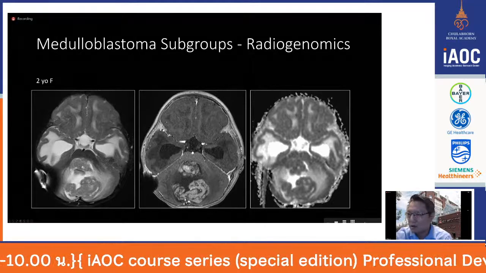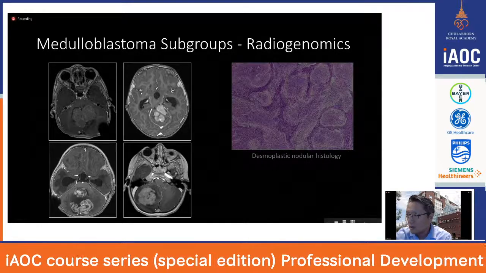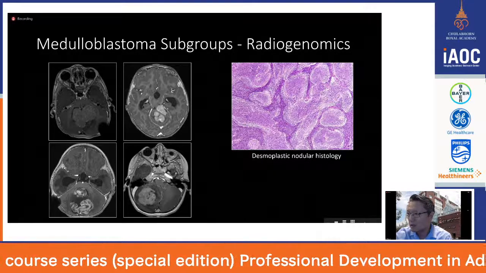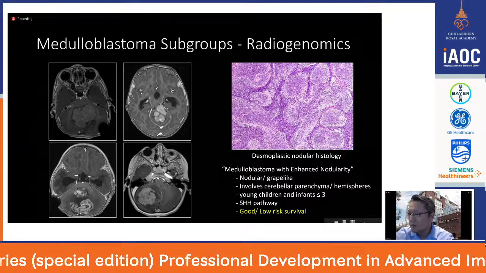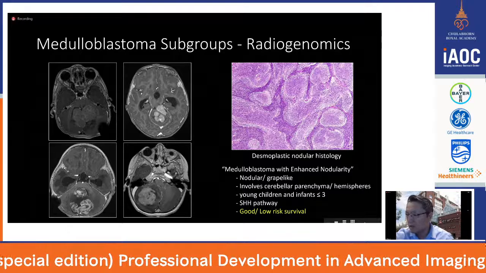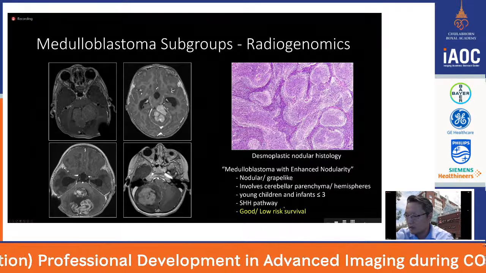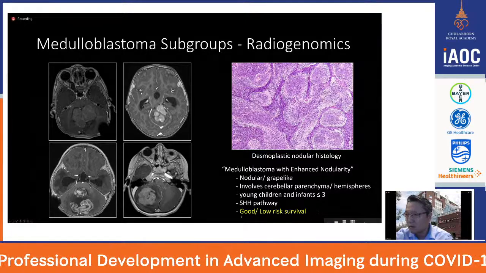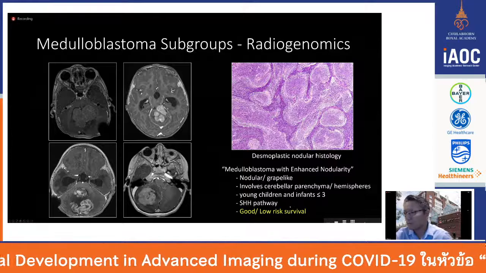So these are all under pathology. This had the desmoplastic nodular histology. So in younger children, 3 or less, this is the medulloblastoma with enhanced nodularity. And so this is the SHH pathway, and these kids have a good, low-risk survival. So when you see this, definitely think about calling this in your report.